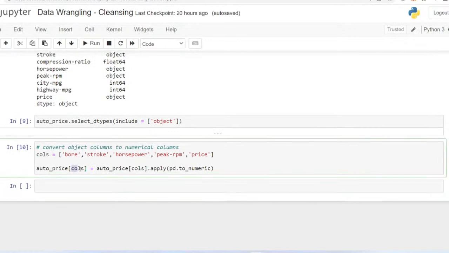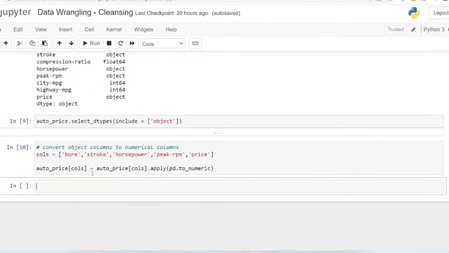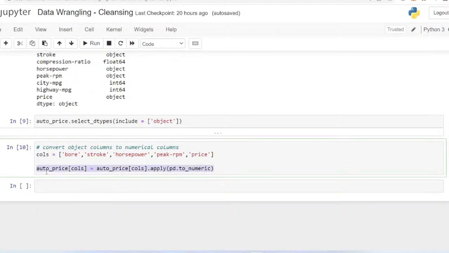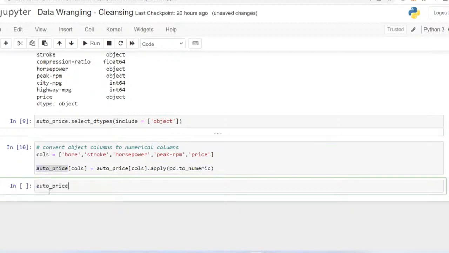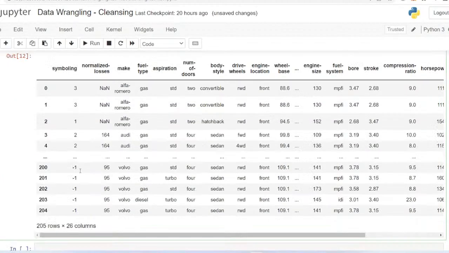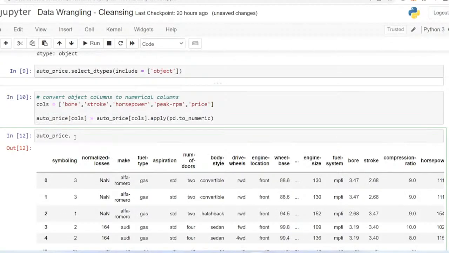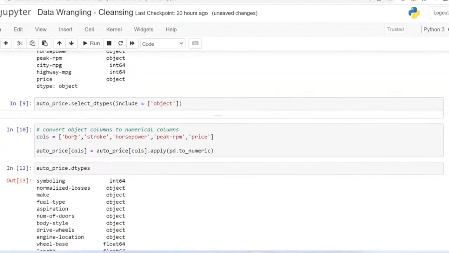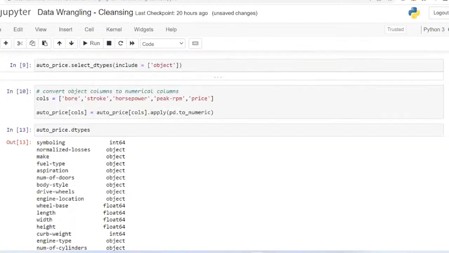In order to handle the missing values, we will first convert all these columns into numerical form. That was what we did here. Once we have converted them into numerical form, let's see my auto price here, and in this auto price we will look particularly to find my null values. Let's check the data types, whether everything was converted into float or not. Yes, they have been converted into our desired data types. So we can get started.